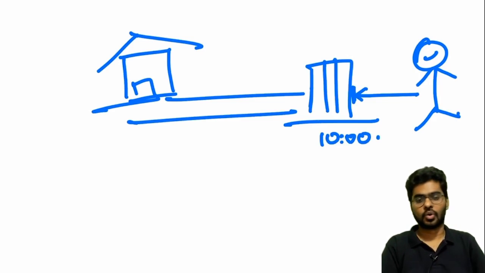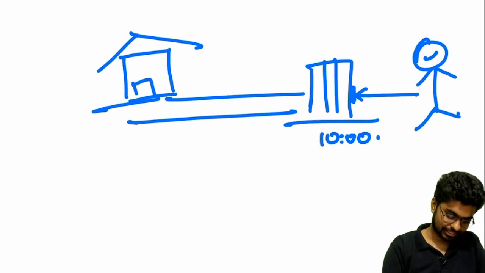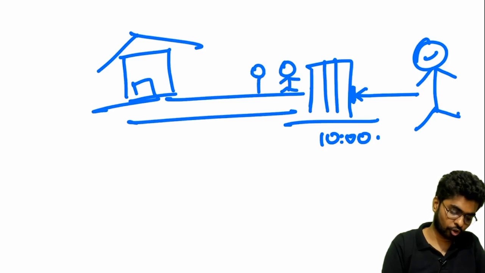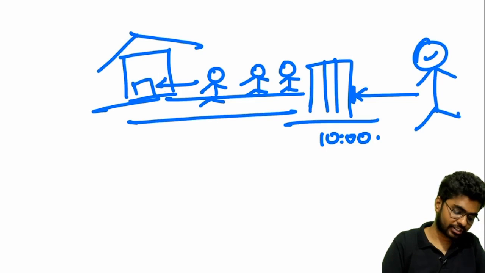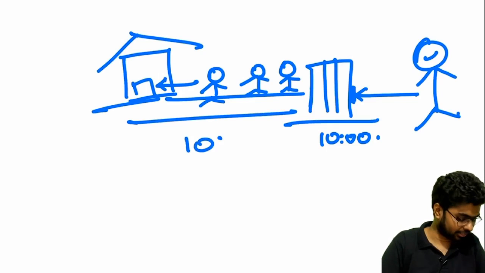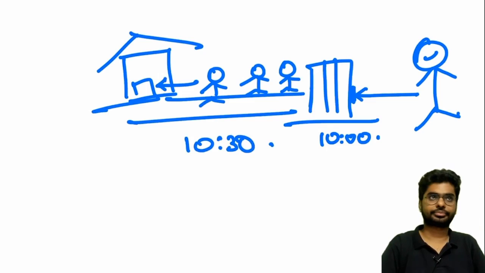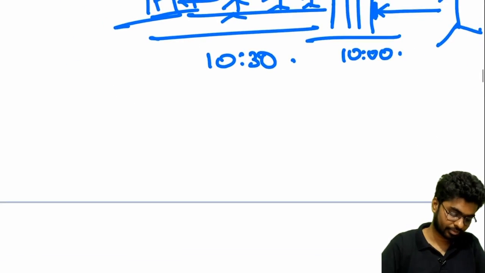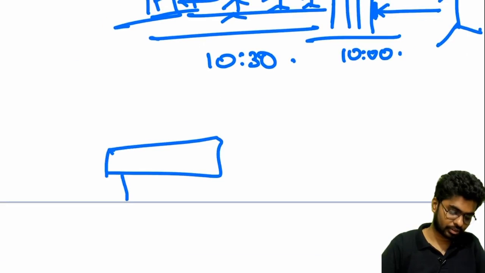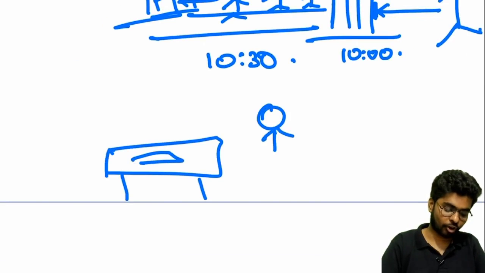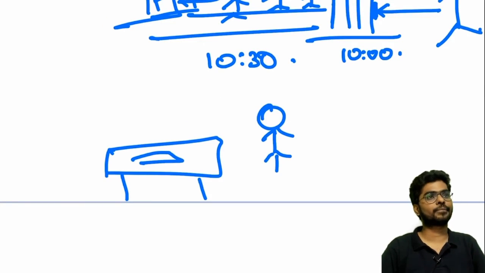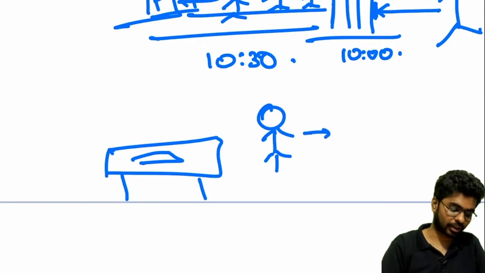Once he reaches the gate, he starts doing a ramp walk. Slowly he walked in. He reached the office from here to here at 10:30. Once he went in, he put all the things he had on the desk, had one cup of coffee. Then he started working only at 11 o'clock.